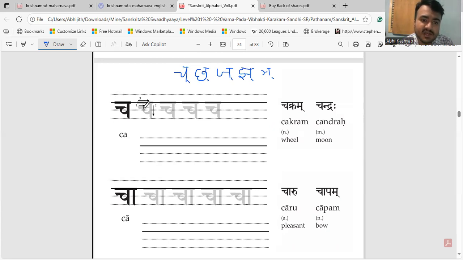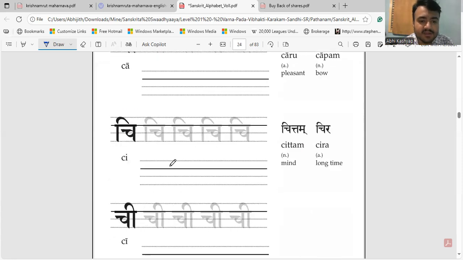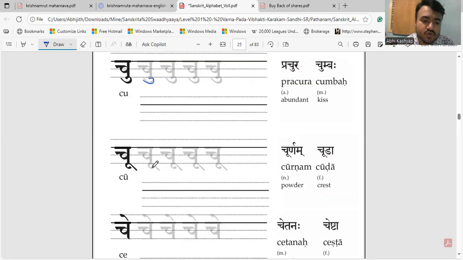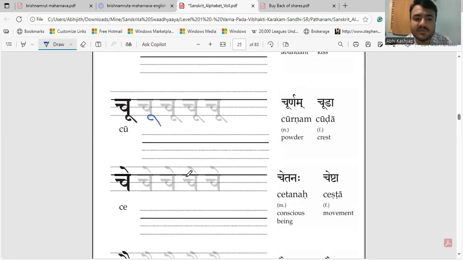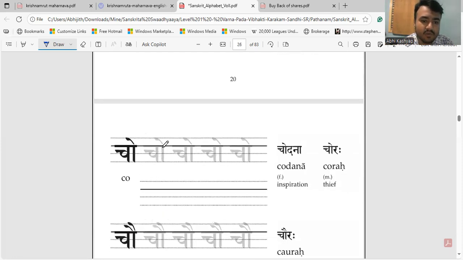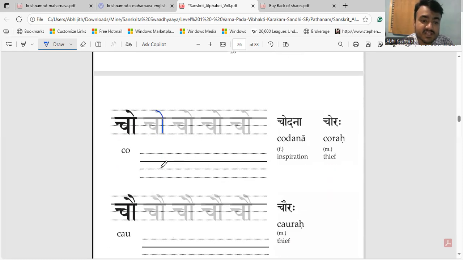So it is cha. Obviously, when I add a to it, it becomes cha. Then chi. Then chu, Ukar. I'm stressing more on the symbols because these remain the same. The Vyanjana remains the same, but we have to understand subtle differences. Che. Chai. Cho. Chau.